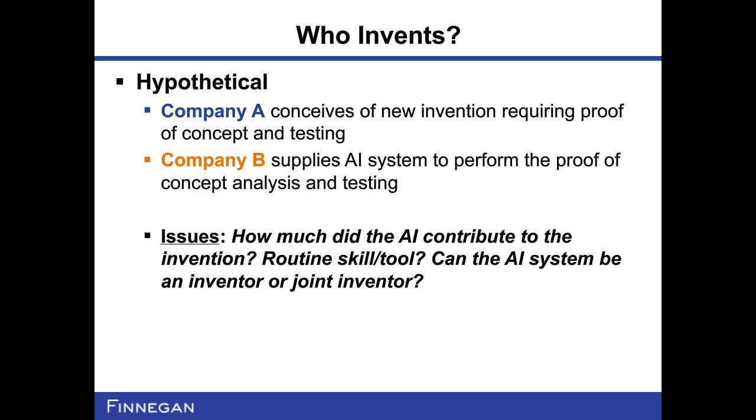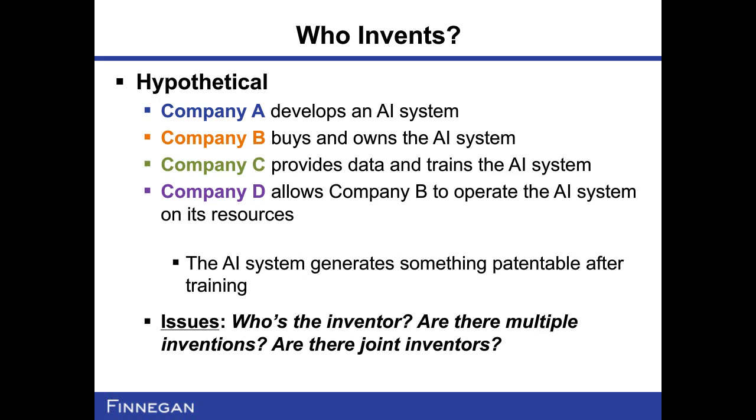You have another hypothetical that draws a little bit more issues in a more complicated situation, where there's potentially four different entities involved. In this case, you have company A that develops an AI system and sells it to company B. And then company C provides data and trains the AI system. Company B operates the AI system on company D's resources and servers, such as servers in a cloud computing environment.